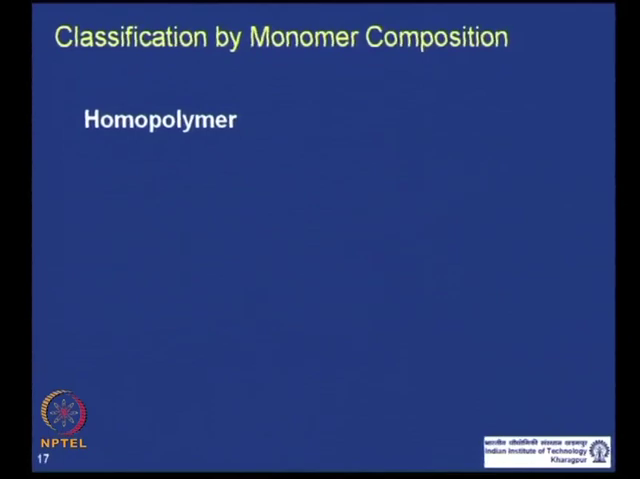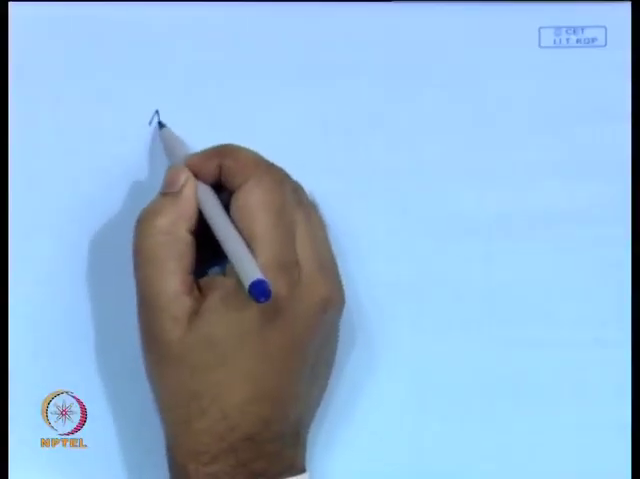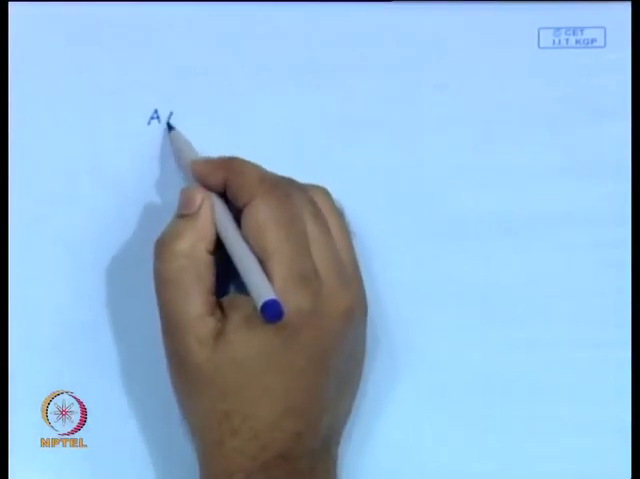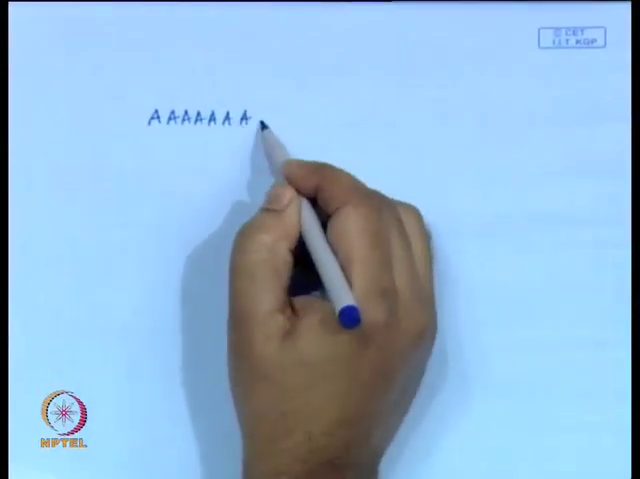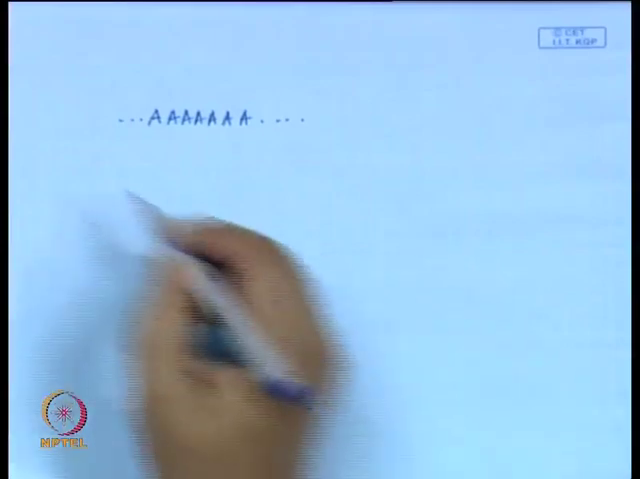Polymers can be classified according to the monomer composition. Homopolymers: if you have a monomer represented by A and linked with each other, A A A and so on, we call it a homopolymer.